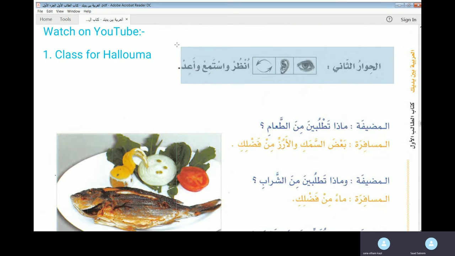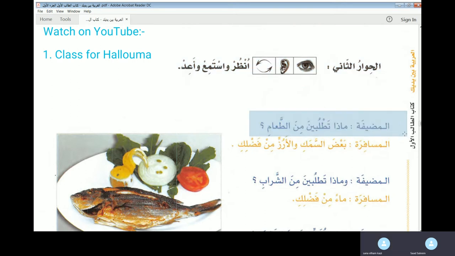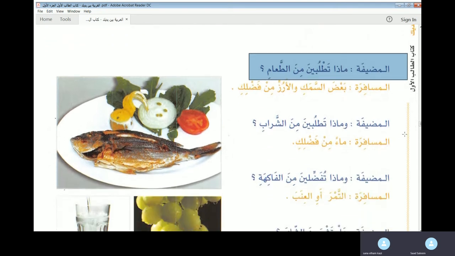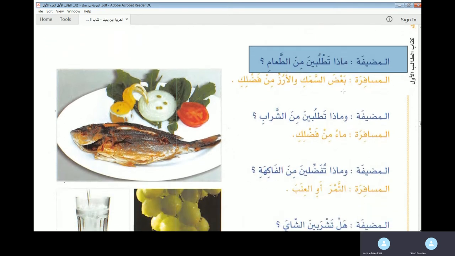Second dialogue. Unzur was Sami Wahid. Al Muzaifa is air hostess. Al Musafir is a passenger. Maza tatlubina min at-ta'am? What do you want from the food?